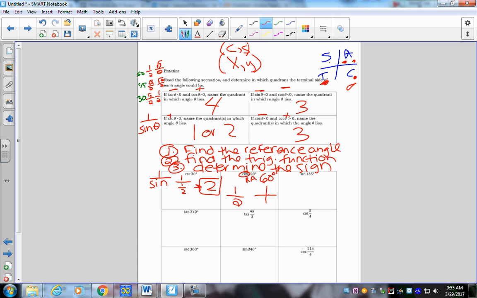420, think about where it's located. It's one full turn and a smidge. It's in quadrant 1, therefore it's positive.